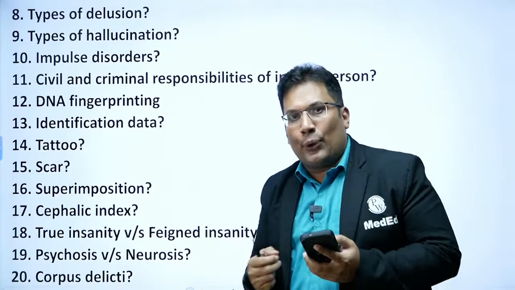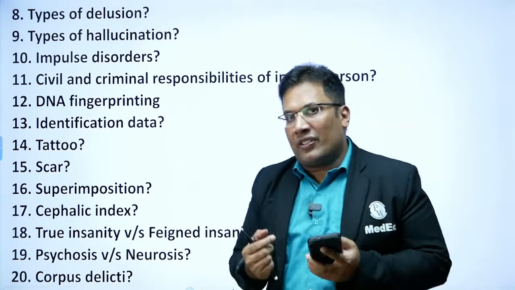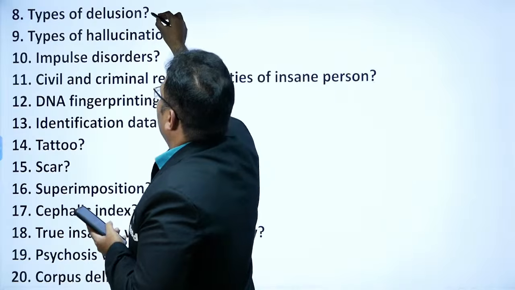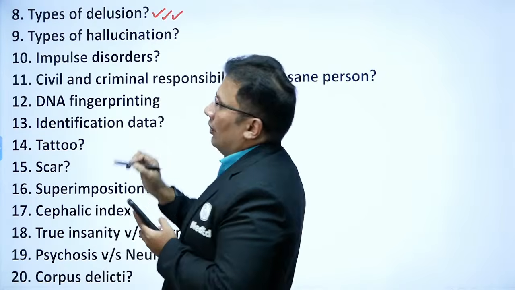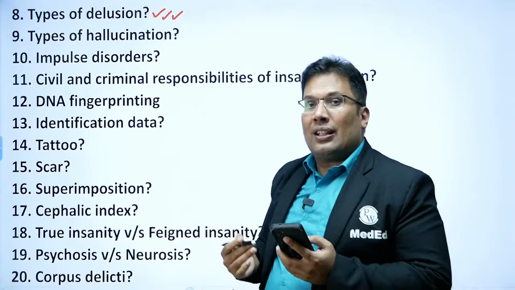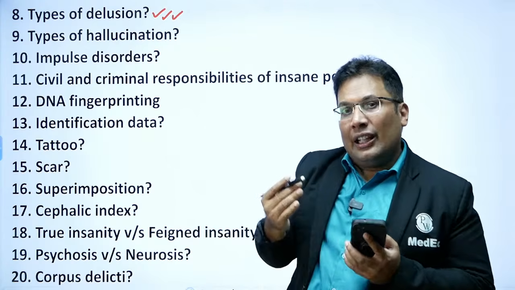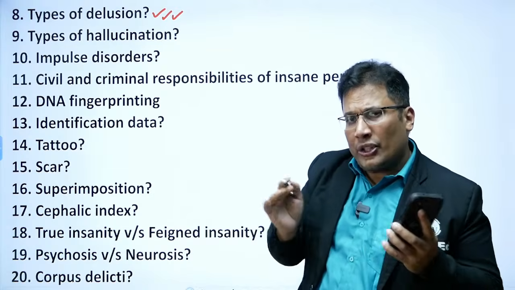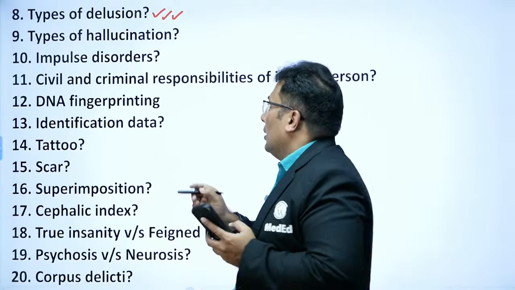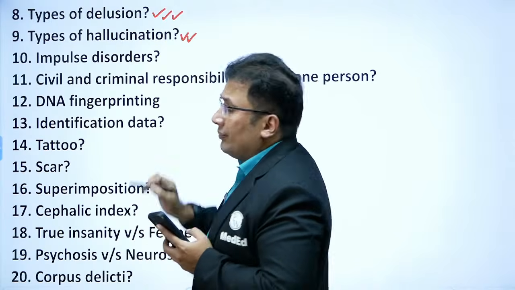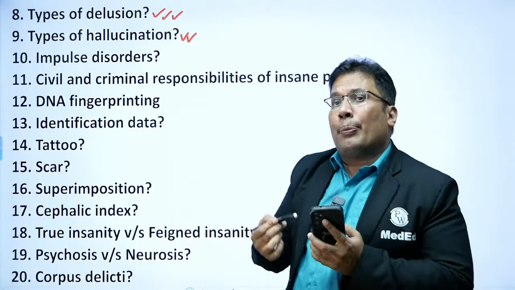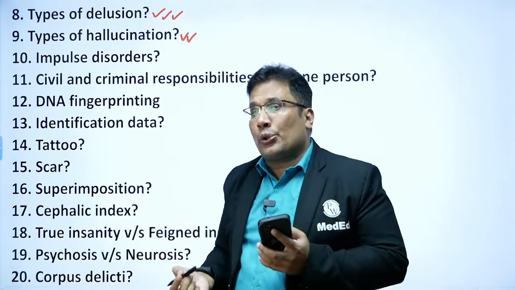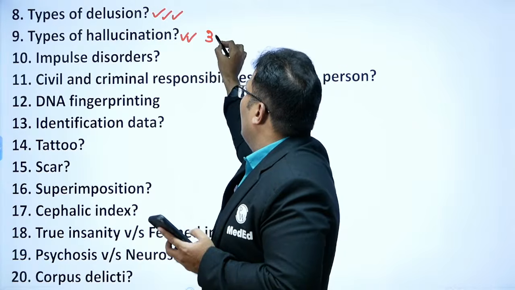So next, some important questions, all of you guys. After the class, you can go through these important topics. Types of delusion. Delusion is a disorder of thought. There are many types of delusion. Delusion is a feature of psychosis. So there are 8-9 types of delusion. You must know. Very important question. Types of hallucination. Hallucination is a disorder of perception. So auditory hallucination, visual hallucination, and all. 3 marks question.